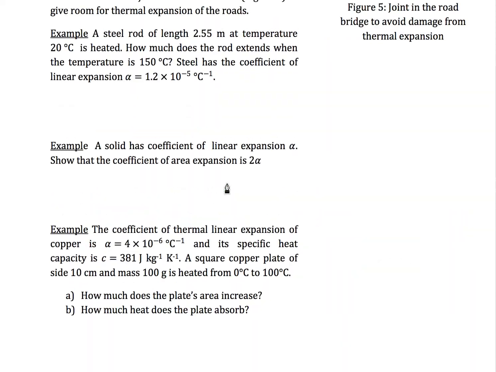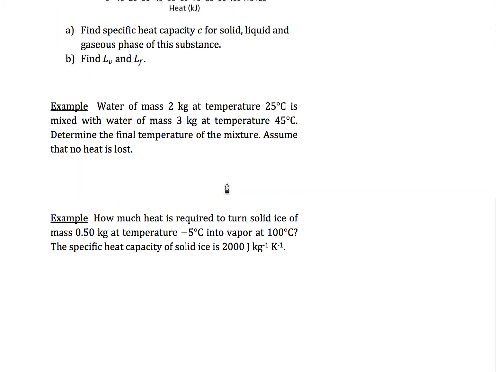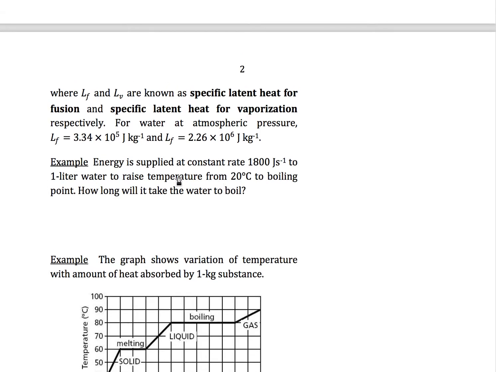Okay, so we'll start with the first example. The first example is talking about energy supplied at a constant rate of 1800 joules per second. This is the unit of watt, so in this case we're talking about power. It is transferred at this rate to 1 liter of water to raise the temperature from 20 Celsius to the boiling point. The boiling point is 100 degrees Celsius. And the question is, how long will it take?